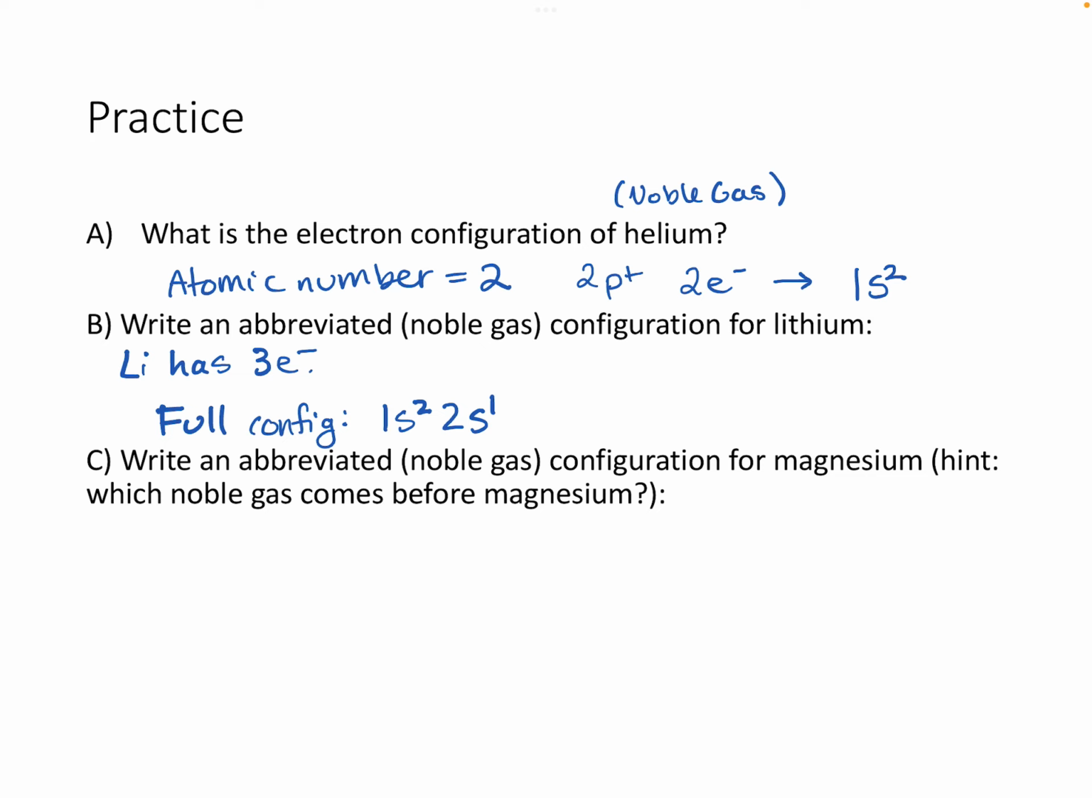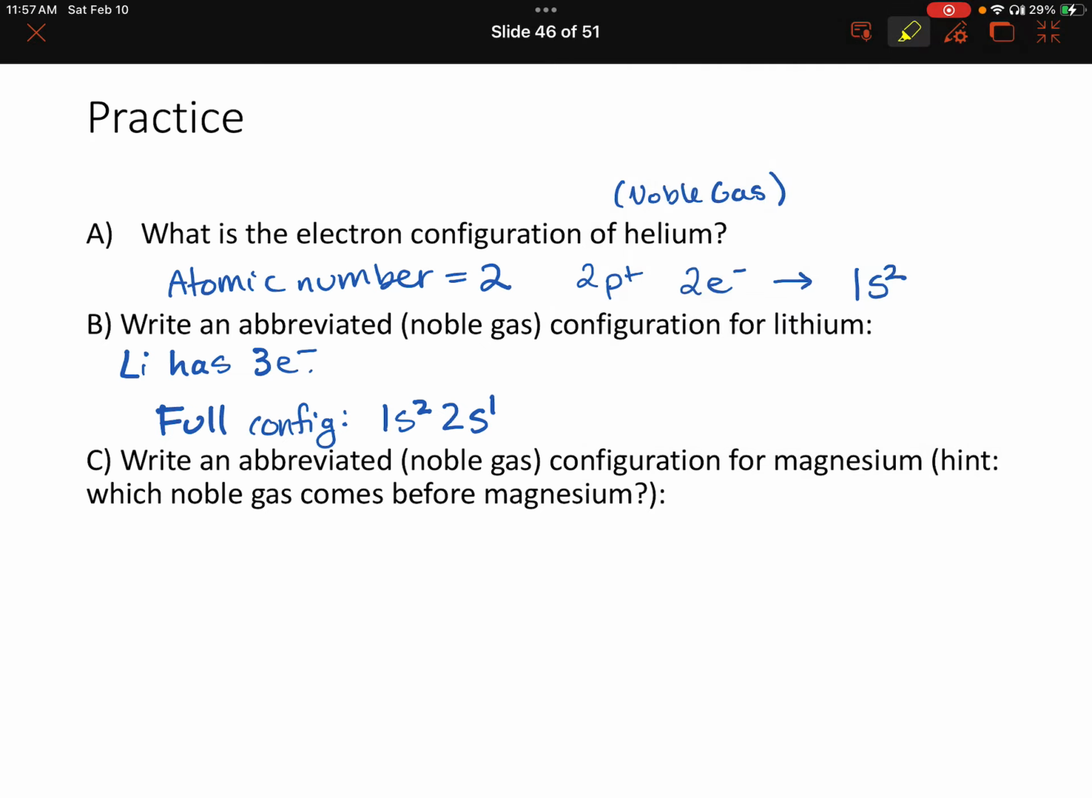But notice that helium has an electron configuration of 1s2. So we could replace the 1s2 in lithium's configuration with helium in brackets. And lithium has one valence electron, which is in the 2s subshell, and that is also shown with the abbreviated electron configuration.